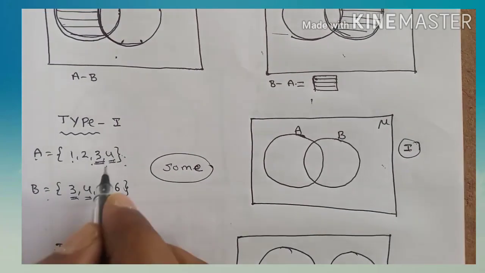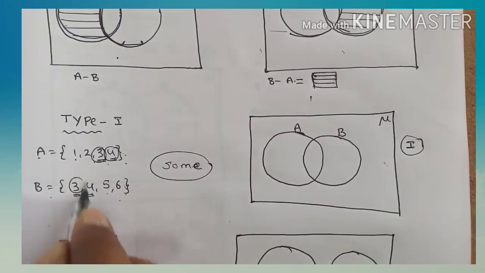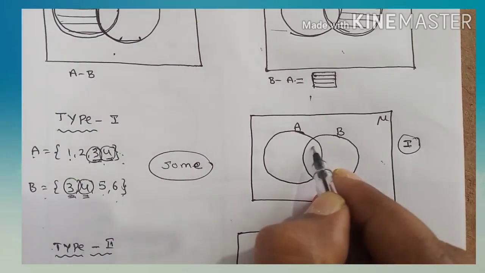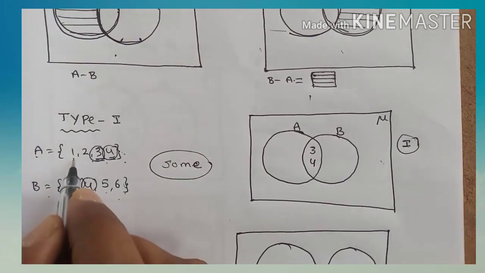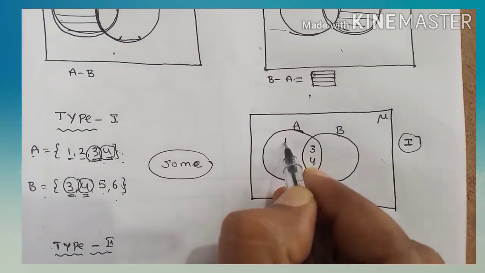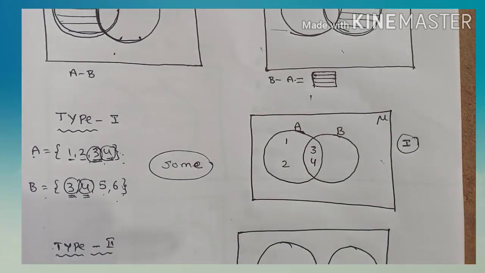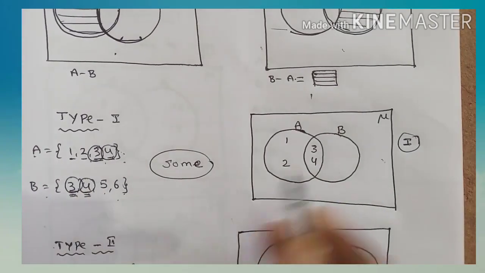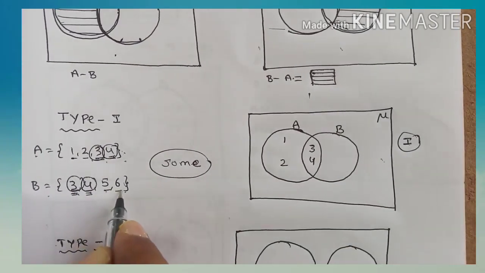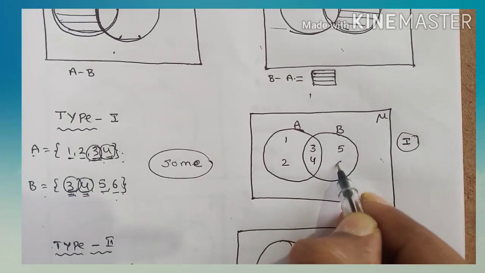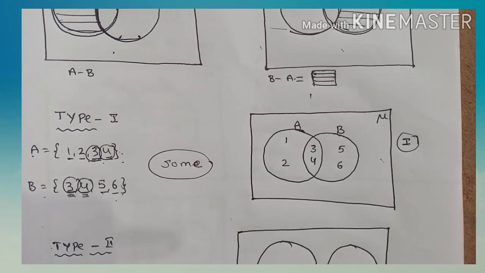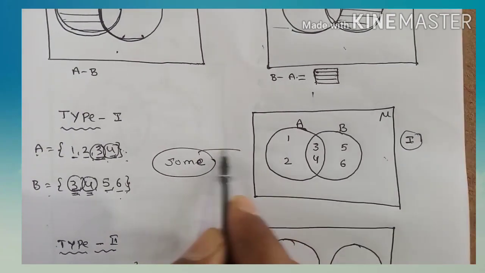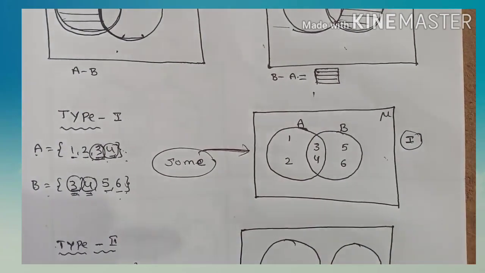Okay? Now 3, 4 are common between A and B. So those we first write in the common part, and the remaining ones in A, 1, 2, are remaining. So 1, 2 in set A, and 3, 4 are already completed here. Remaining 5, 6. So here you can write 1, 2, 3, 4, 5, 6. This is the type 1 diagram, where some elements are common.